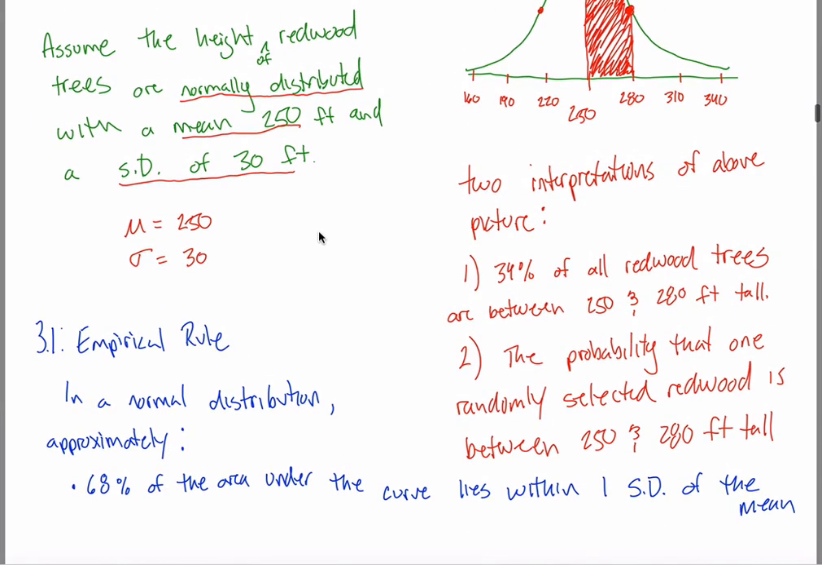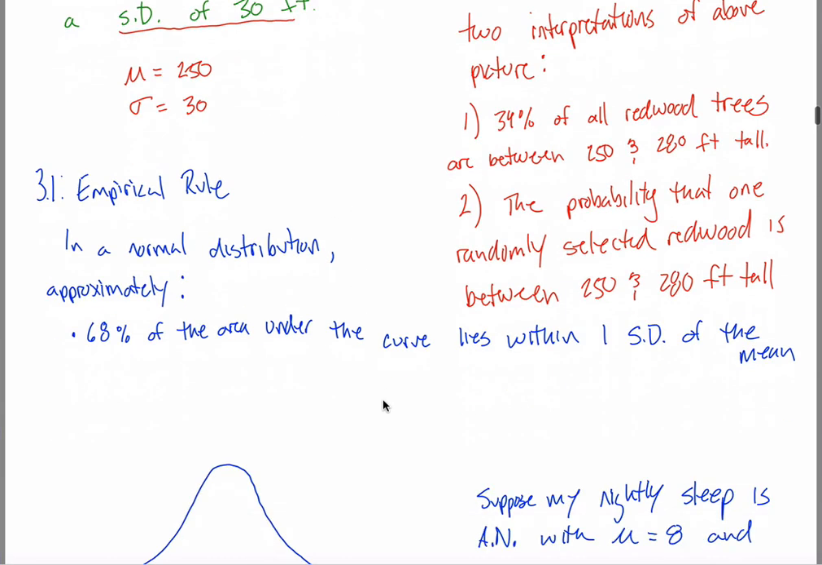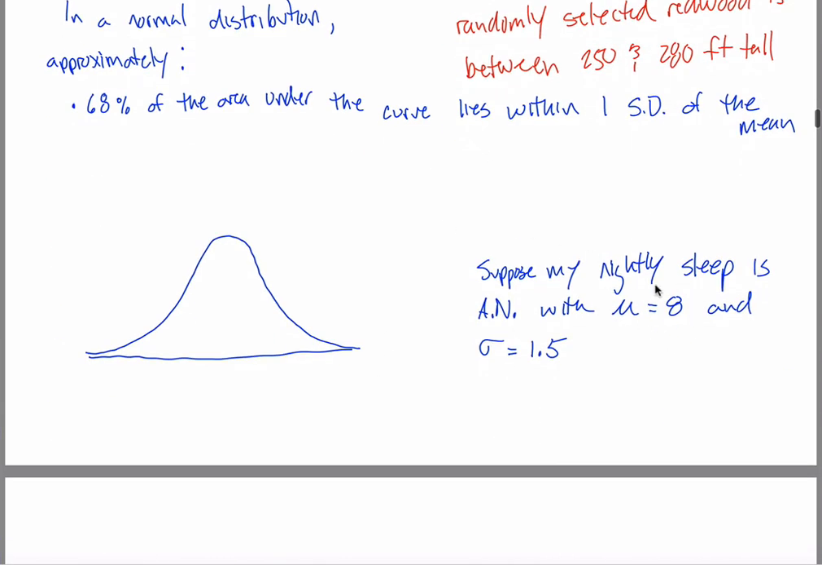This can be given to you in English like it is up here, or it can be given to you symbolically. Note that it's the population mean. So this isn't something that you calculate. It's something you're told to assume: the population mean is 8, and the population standard deviation is 1.5.